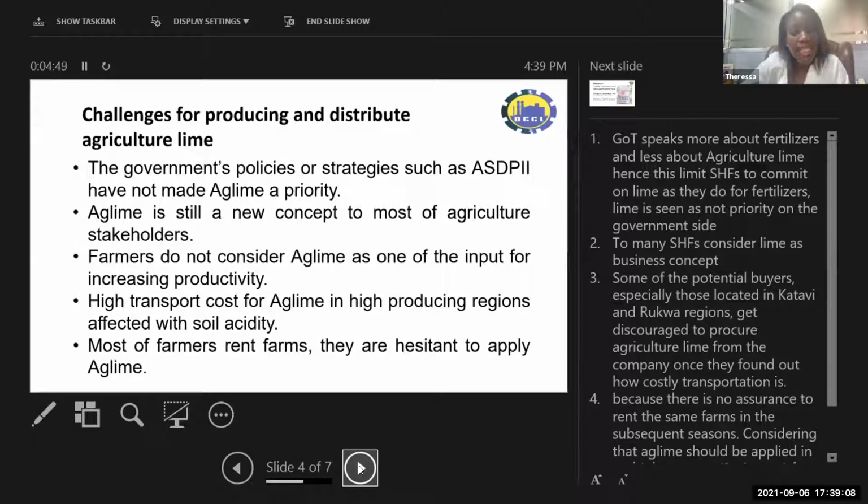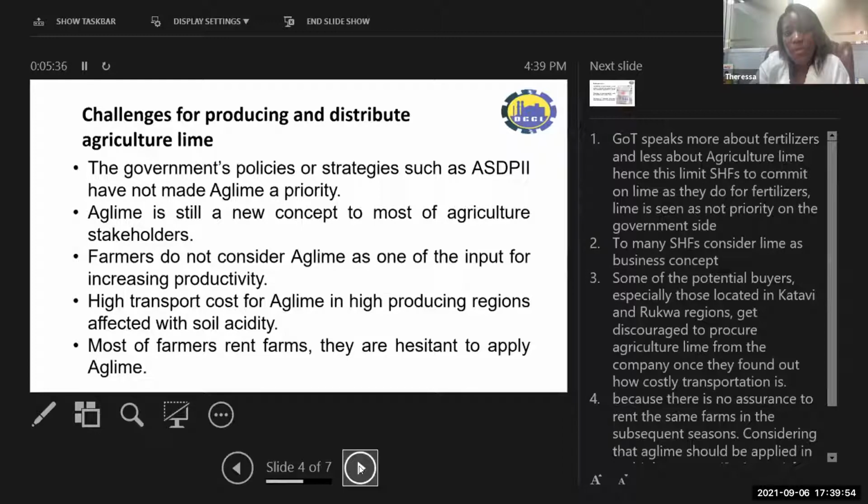And another challenge we face is the high transportation cost of agricultural lime. That remains among the major challenges our products face, especially with potential buyers in the Southern Highlands. When they want to procure lime from a company, they face a lot of high prices to transport the product from the factory gate to the area where they cultivate their land. So to them, they still feel that applying lime is a little bit costly.